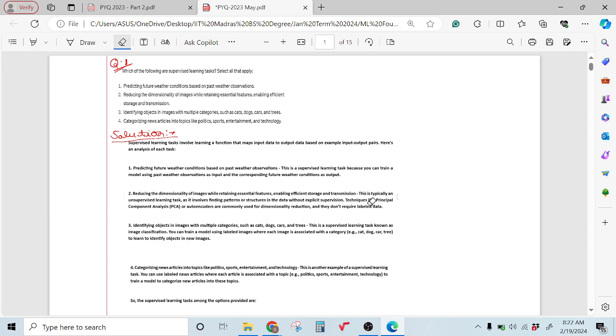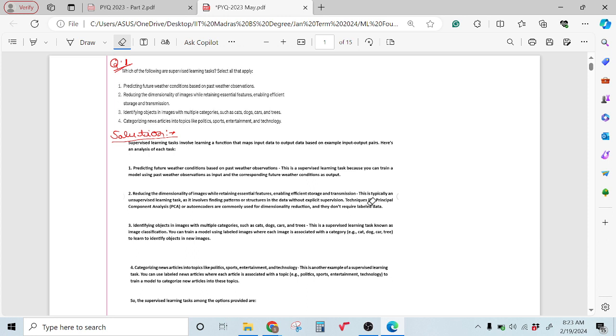So this is an MCQ, multiple select question, and here the first option is predicting future weather condition based on past weather observation, and second is reducing the dimensionality of images while retaining essential features enabling efficient storage and transmission. And third is identifying objects in images with multiple categories such as cats, dogs, cars, and trees. And fourth option is categorizing news articles into topics like politics, sports, entertainment, and technology.